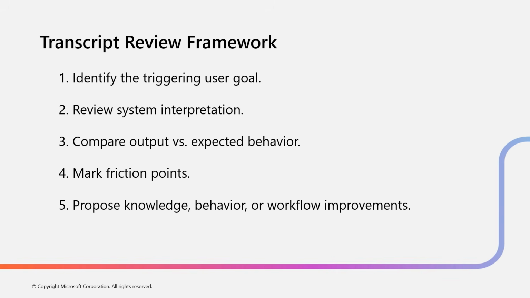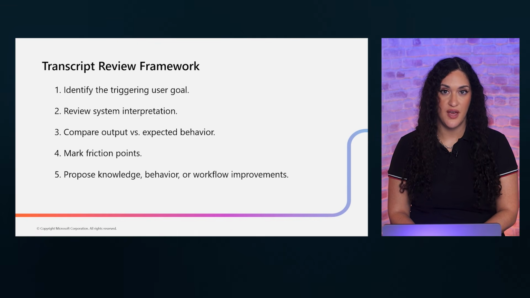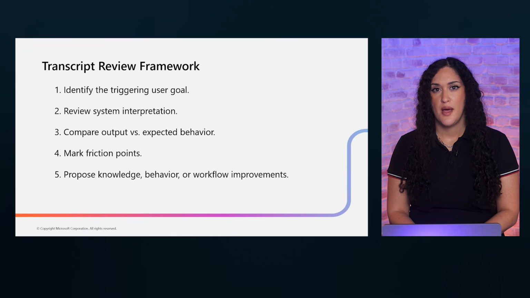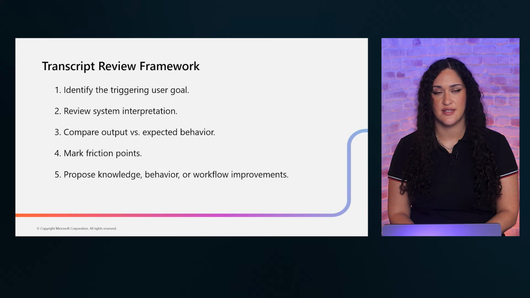Step 1. Identify the triggering user goal. What was the user actually trying to accomplish? Step 2. Review the system interpretation. How did the agent understand the request? Step 3. Compare the output versus expected behavior. Did the agent deliver what it should have? Step 4. Mark friction points where the interaction breaks down or becomes frustrating. Step 5. Propose improvements, whether that is knowledge updates, behavior changes, or workflow redesigns.